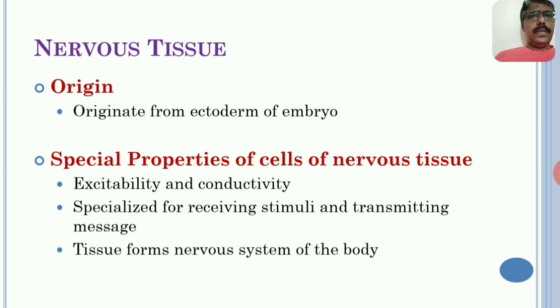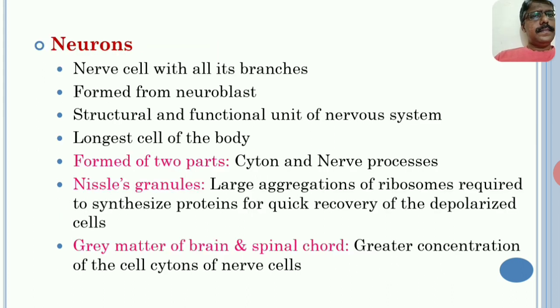Nervous tissue. The origin of nervous tissue: they originate from the ectoderm of the embryo. Special properties of cells of nervous tissue: excitability and conductivity. They are specialized for receiving stimuli and transmitting messages. This tissue forms the nervous system of the body.